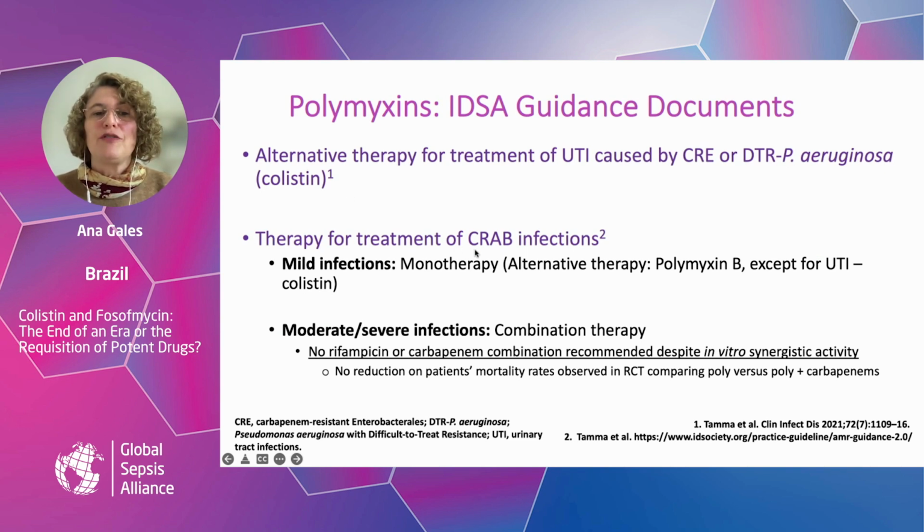For treatment of carbapenem-resistant Enterobacterales infections, for mild infections, they recommend monotherapy, with polymyxin B as an alternative therapy, except if it was a urinary tract infection. In this case, you should prescribe colistin. For moderate or severe infections, they recommend the use of combination therapy, but they advise not to combine with rifampicin or carbapenem, despite in vitro synergy studies showing that it is a good combination. This is because two randomized clinical trials, whose results we can question, show that there was no benefit of combining rifampicin or carbapenem with polymyxin for treatment of CRAB infections.